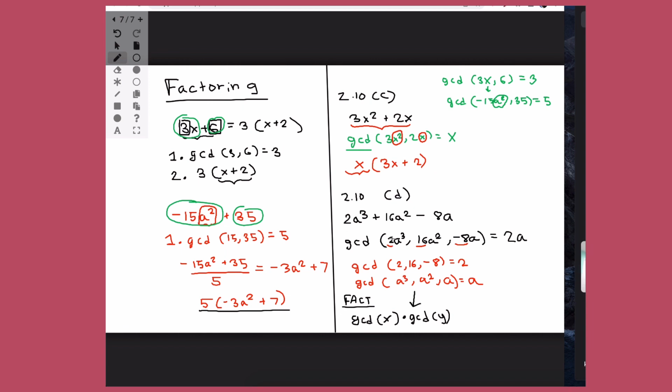We looked at these constant terms first, and we found their GCD. And then we looked at the variable terms second, and found their GCD. And we can multiply these GCDs since they have nothing in common. Obviously 2 and a, they have no common divisors. So you can just multiply it out to get 2a.